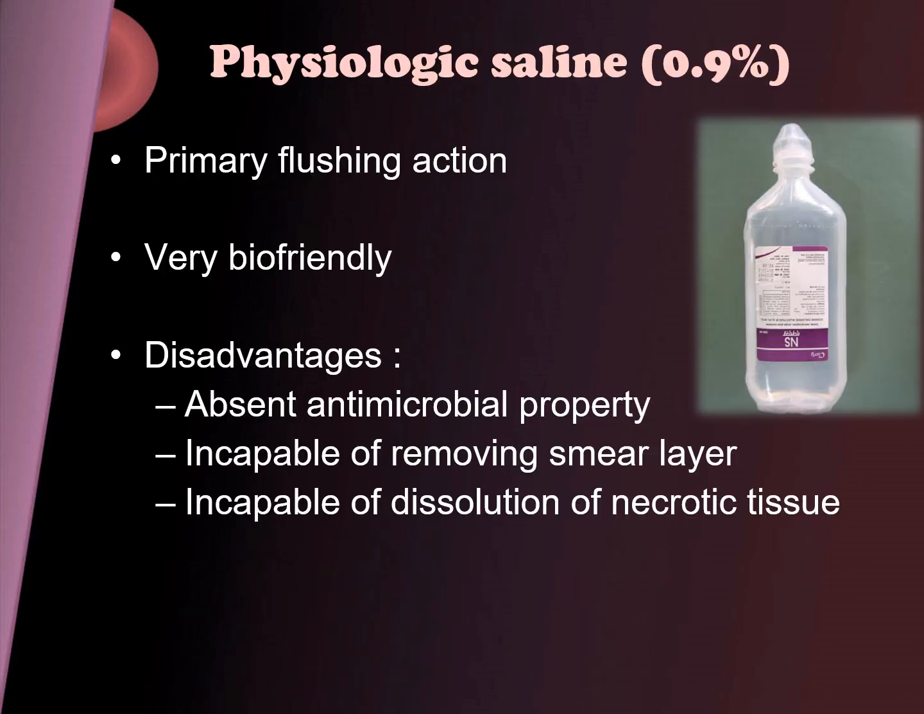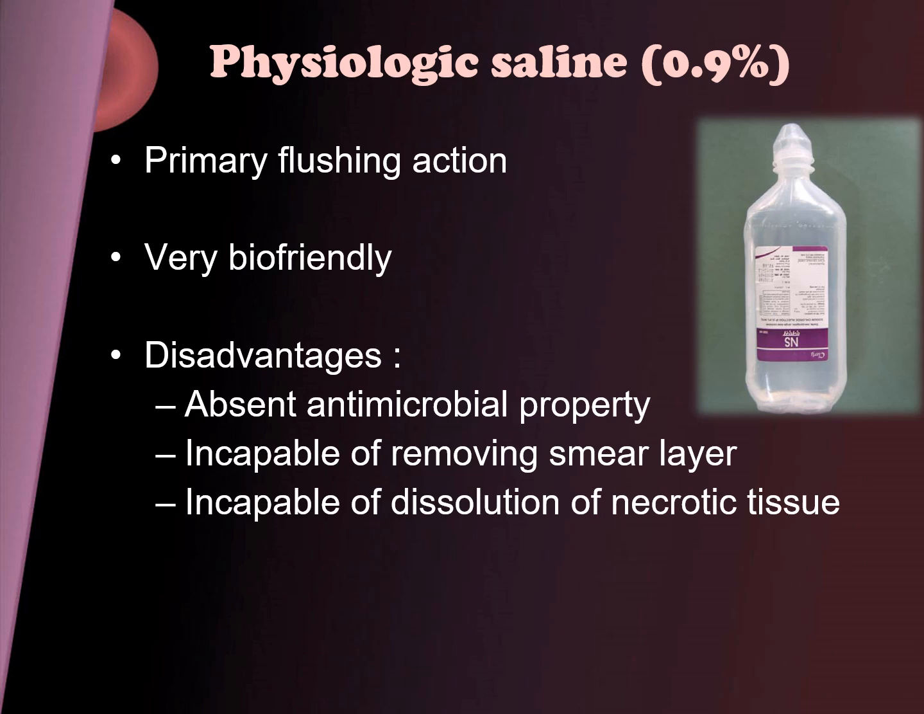Now let us discuss the clinically useful root canal irrigants. First one is physiologic saline. 0.9% concentration is the commonly used irrigant in endodontics. Normal saline causes gross debridement and lubrication of root canals. It basically acts by flushing action. It is very biofriendly as there is no adverse reaction even if extruded periapically.